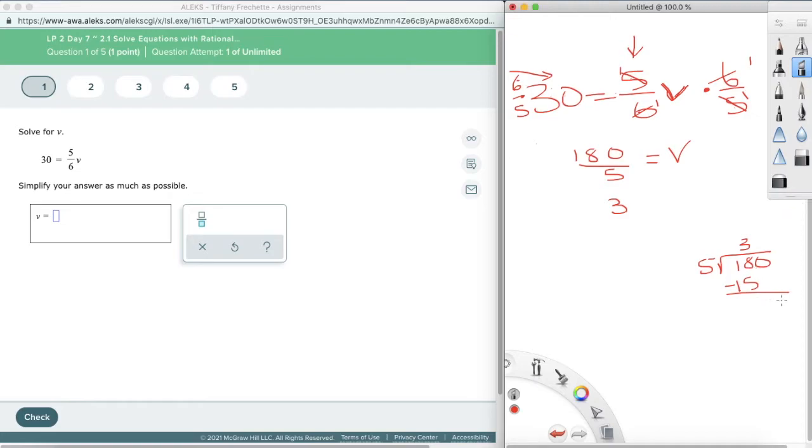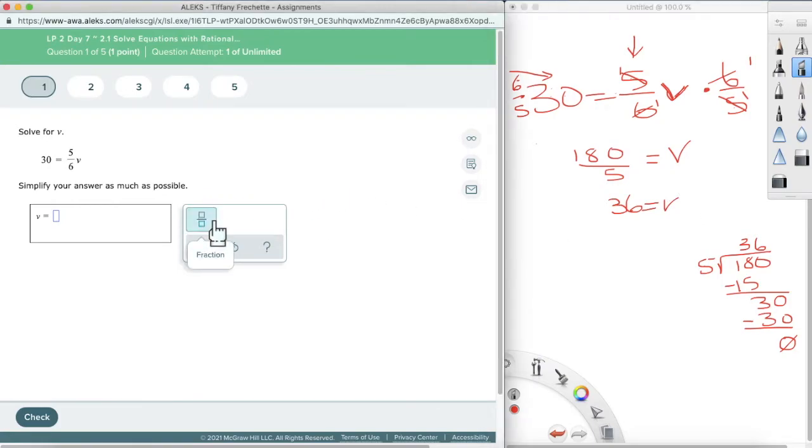And then that would leave me with 30. So I can go evenly into 30 6 times like that, right? So then I would have nothing left over. So 36 equals V. So this is just kind of a quick review in solving.